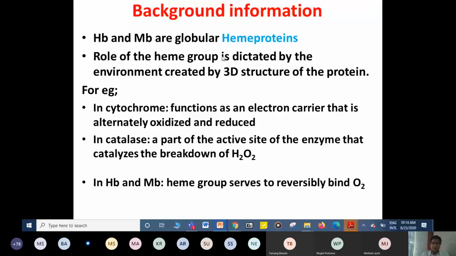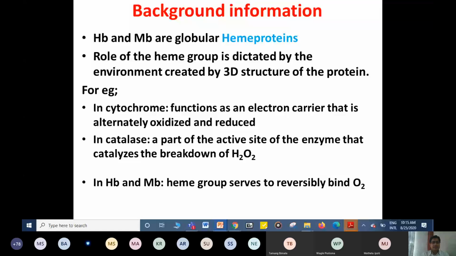Heme proteins: hemoglobin and myoglobin, we are repeatedly saying about hemoglobin and myoglobin. In addition to that, other examples of heme proteins are cytochrome and catalase. For example, cytochrome functions as an electron carrier that is alternatively oxidized and reduced. Cytochrome is involved as an electron carrier, which passes the electron from one complex to the other in the electron transport chain. That means there the heme group functions as the electron carrier that is alternatively oxidized and reduced.